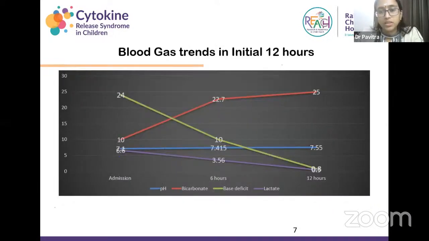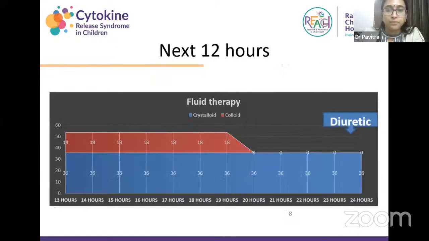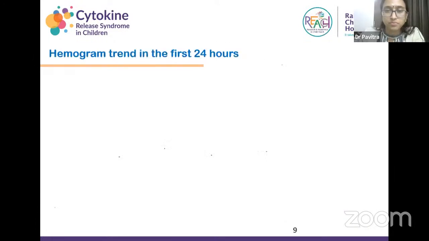The blood gas in the first 12 hours had started at a pH of 7.1 with a significant lactate of 6.6 and bicarbonate of 10; by 12 hours, our acidosis had resolved. Over the next 12 hours, the fluid requirement significantly came down. We had stopped colloids by 20 hours into the course, and by 23 hours we had initiated diuretics as he had gone on to the resorptive phase with a full IVC.